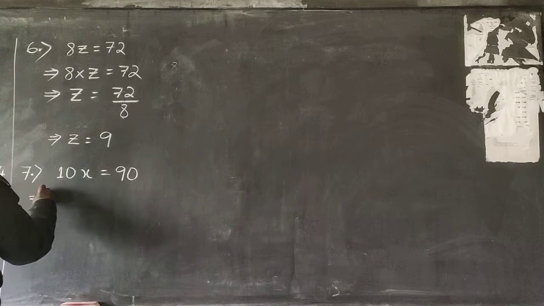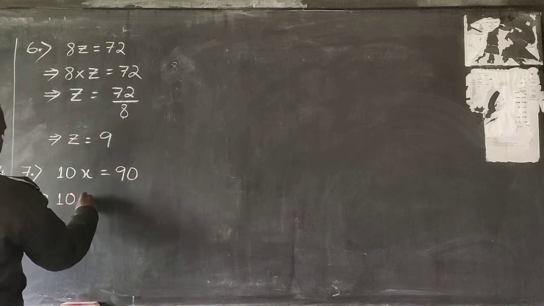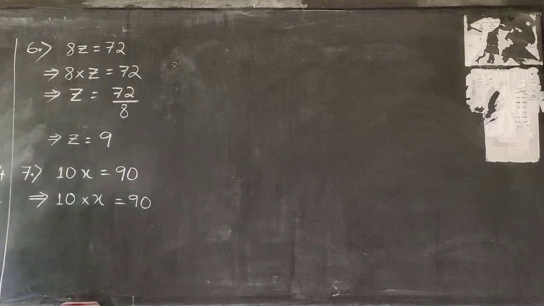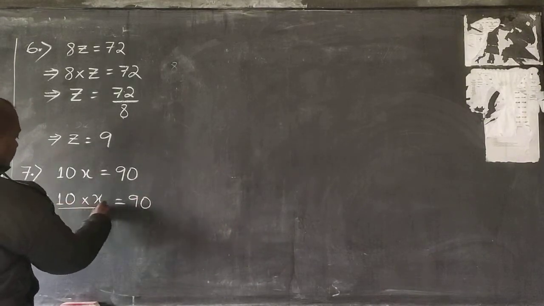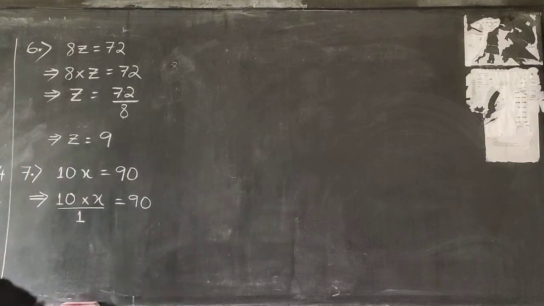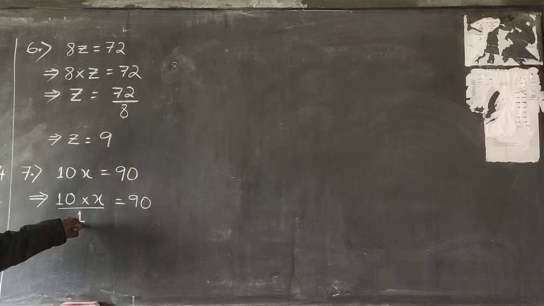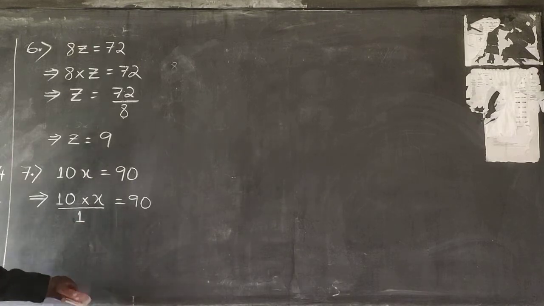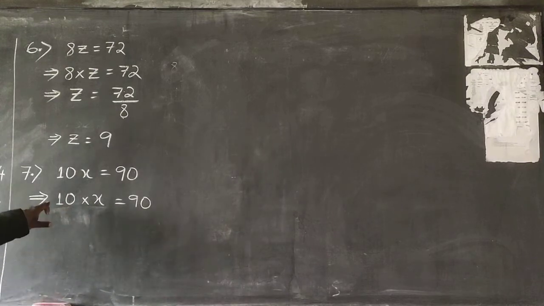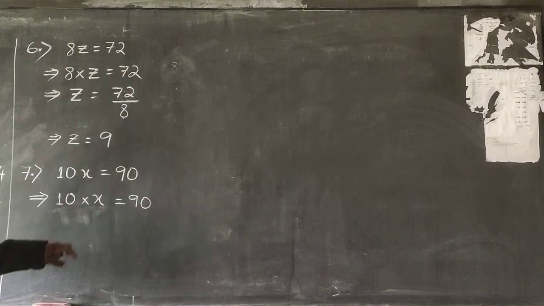Can be written as 10 into x equals to 90. And I am telling again, the position of 10 into x is in the numerator. By default, 1 is there in the denominator, but we don't write it. Even if it is not written, it is taken for granted that this 10 into x is in the numerator.